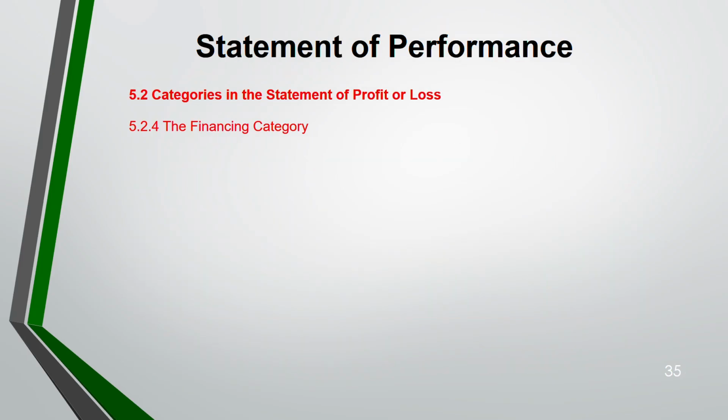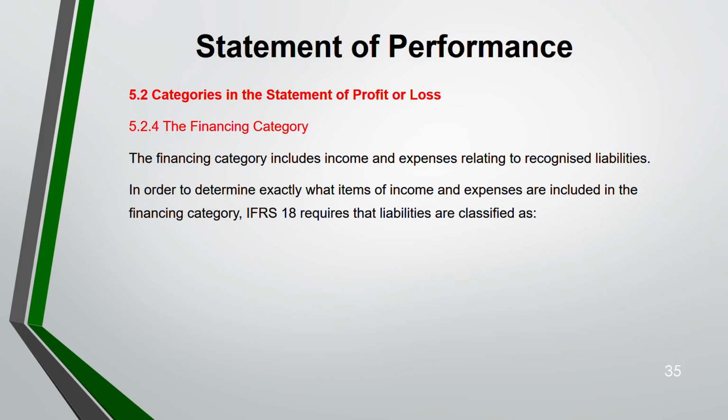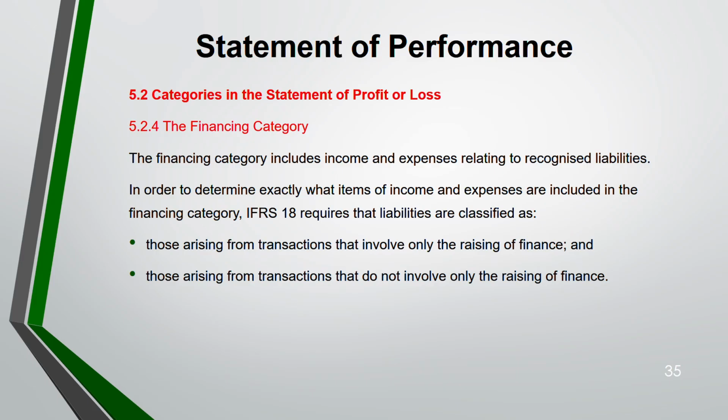Next category, financing. The financing category includes all income and expense relating to recognized liabilities. So in order to determine exactly what items of income and expenses are included in your financing category, IFRS 18 requires that the liabilities are classified as those that arise from raising of finance only, and those that do not only arise from raising of finance. There are two types of transactions. Only the raising of finance. The other transactions are not only raising of finance.